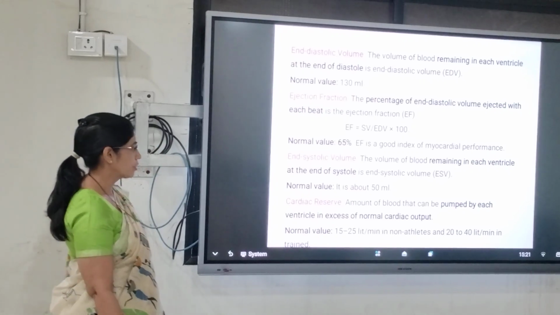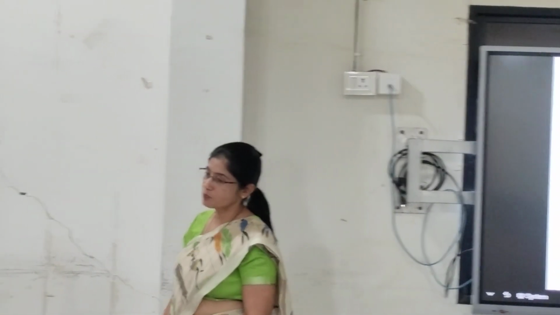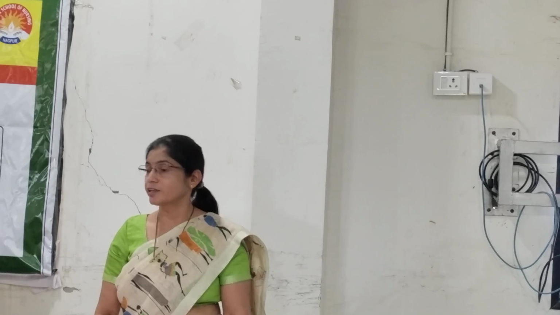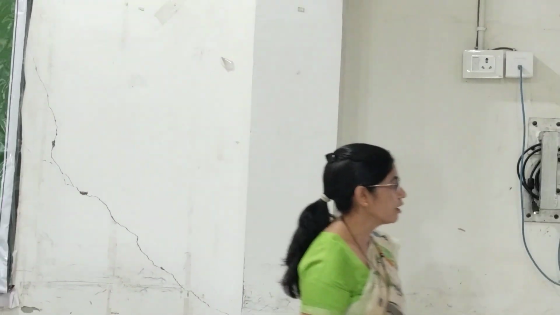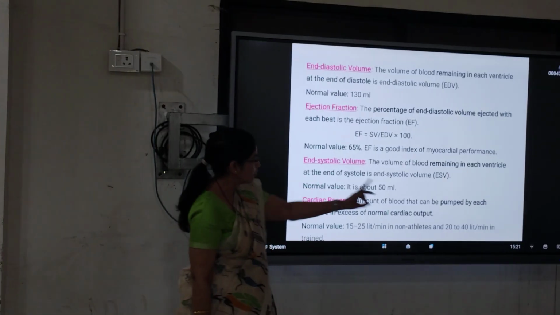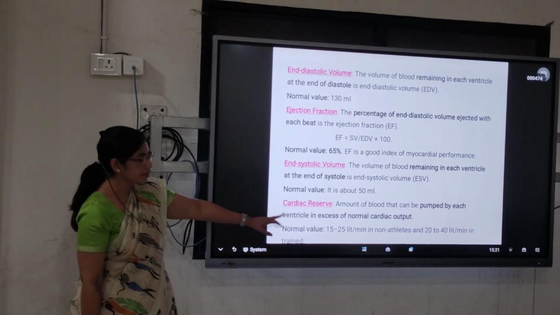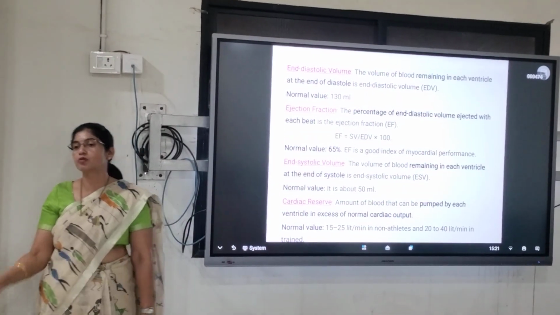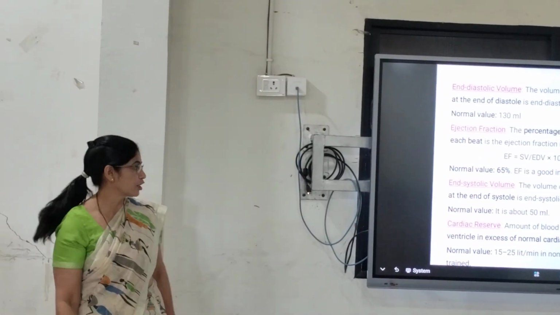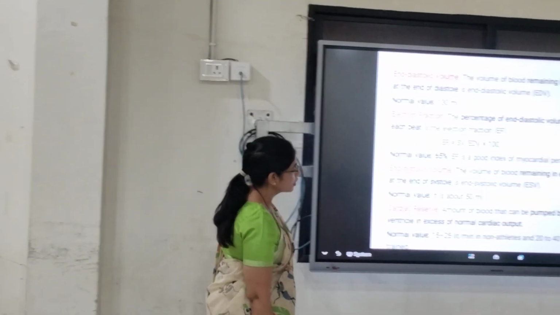So cardiac reserve. Okay, normally your cardiac output is 5 liters per minute. But in many conditions like exercise, your cardiac output can increase up to 25 to 30 liters in severe exercise. So this much is your cardiac output reserve. You can increase the cardiac output that much. It is called the cardiac reserve. So it is the amount of blood that can be pumped by each ventricle in excess of normal cardiac output. In non-athletes the cardiac output can increase up to 15 to 20, and in athletes it can increase up to 30 liters per minute.